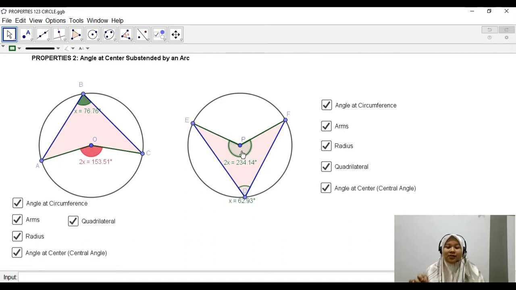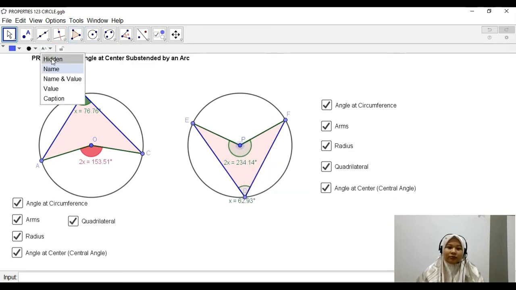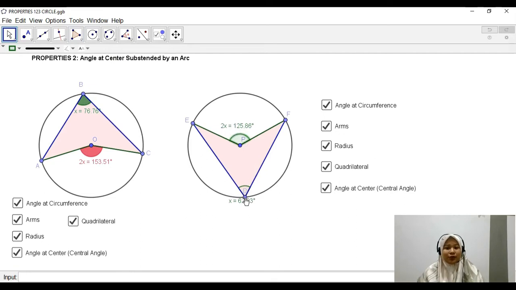The relationship is applied if and only if the angle at the center is outside the quadrilateral. So the 2x will be right here. Okay, so please be careful with these properties. It's a bit confusing. It's a bit tricky. But please bear in mind that the angle at center must be outside the quadrilateral.